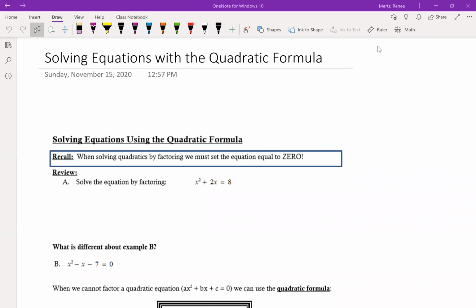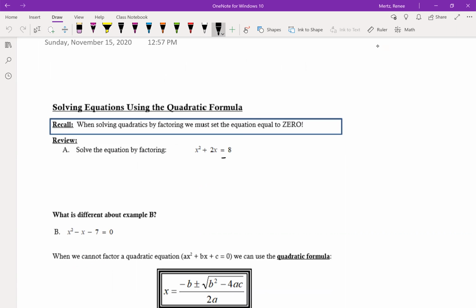Hi guys, today we're going to solve equations by using the quadratic formula. So we'll get to that in a minute. Let's just review how to solve it by factoring first. Remember our first step was to set the equation equal to 0.